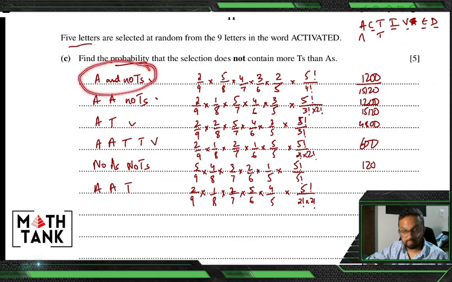So A and no T's. So there's one A and there are no T's. There are two A's and there are again no T's. That also satisfies the condition. This is one A and one T.